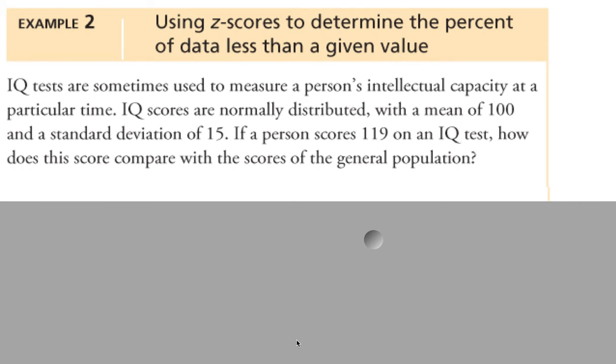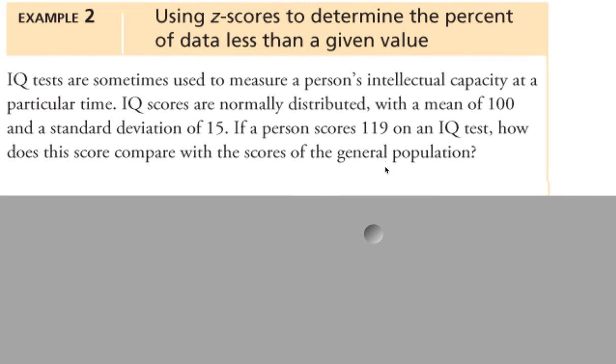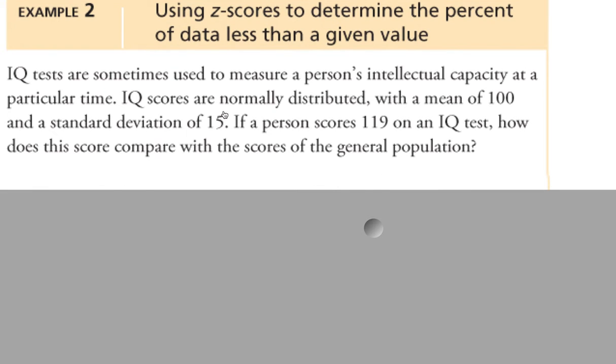In this example, we are going to use IQ tests, which are sometimes used to measure a person's intellectual capacity at a particular time. IQ scores are normally distributed with a mean of 100 and a standard deviation of 15. If a person scores 119 on an IQ test, how does this score compare with the scores of the general population? The first thing I would do, because it tells us that it's normally distributed, is draw that bell curve.